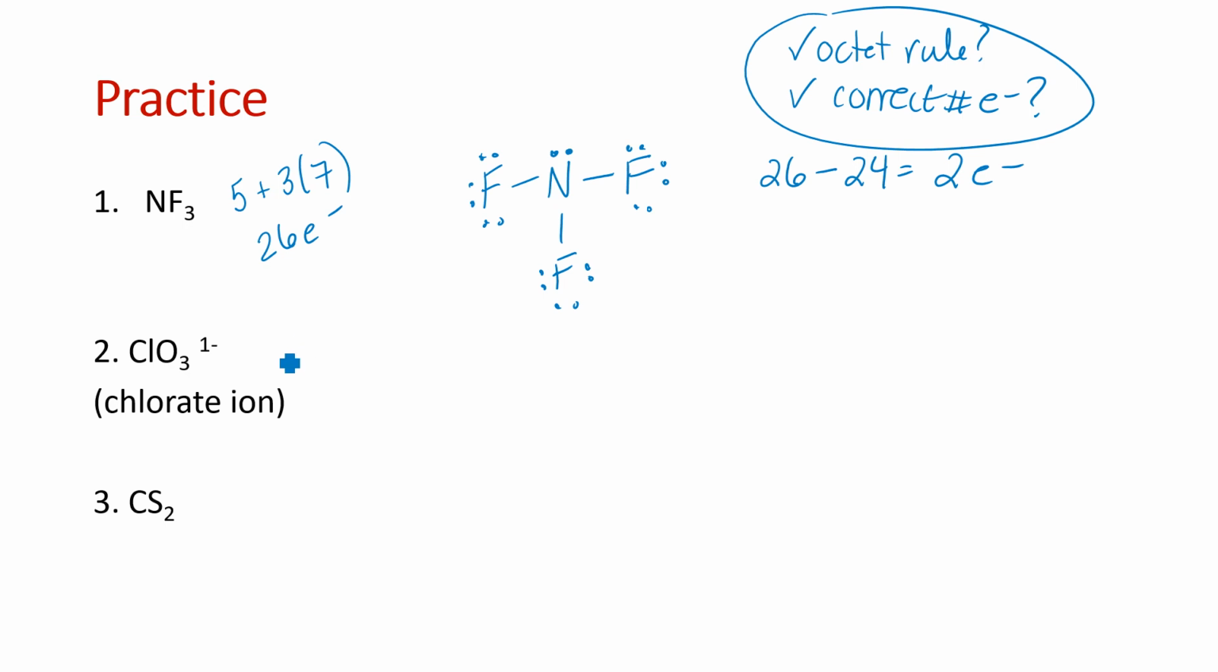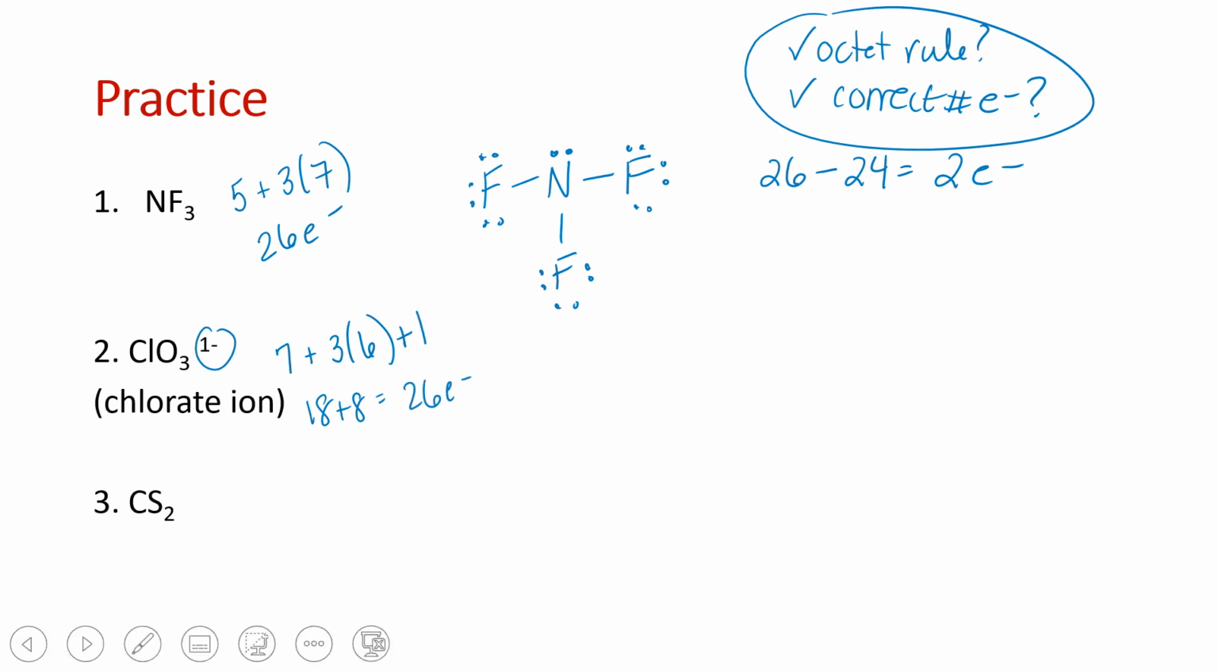Chlorine has 7 valence electrons. And then I've got 3 oxygens that each have 6. And then I'm also going to add an extra electron because it's a negative ion. Okay, so that gives me 6 times 3 is 18 plus 8. I still have 26. Okay, same number of electrons here.